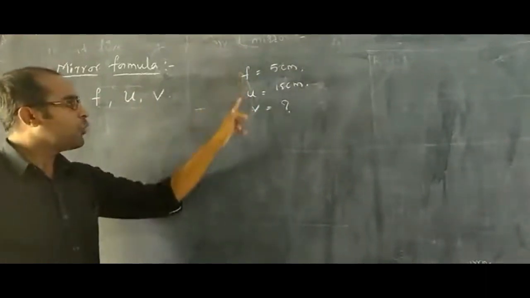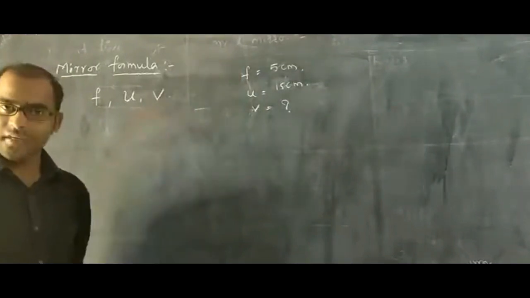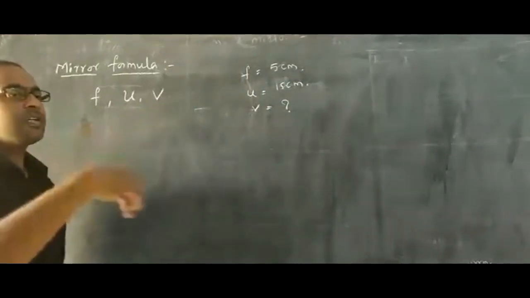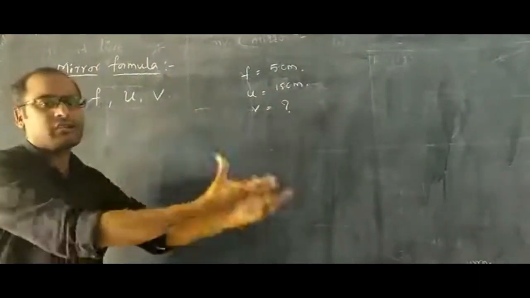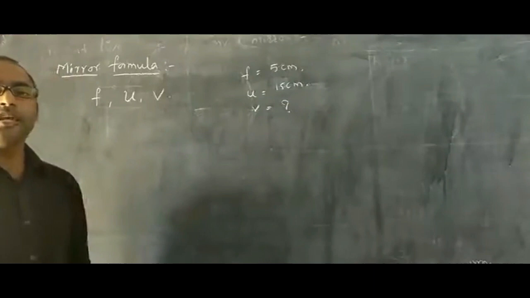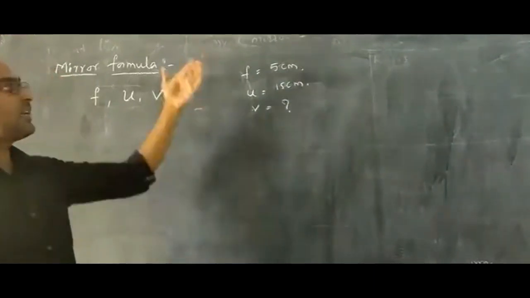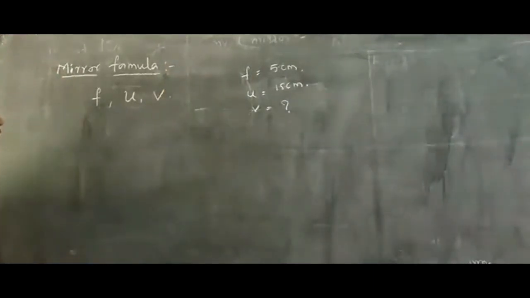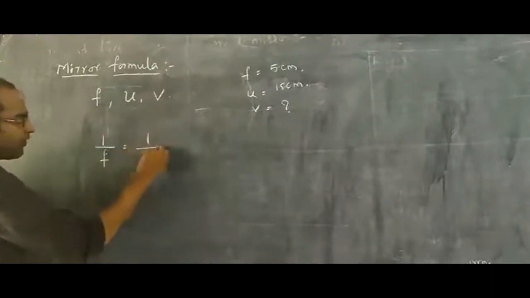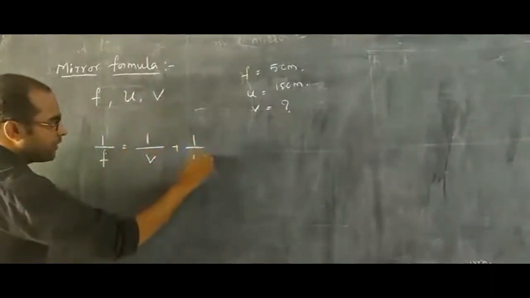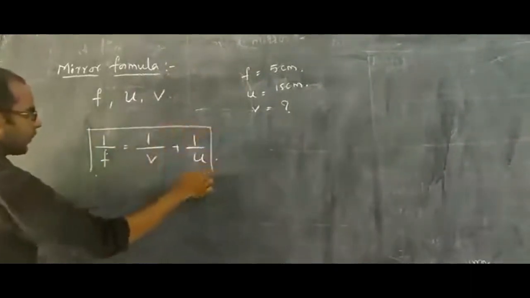If we know the relation among these three, then we can calculate the image distance or object distance or focal length, whichever. If two are given, the other one we can calculate, and we can estimate the image position based on the object distance and focal length. Right? So what is the relation among these three? Let us see the relation: 1 by f equals 1 by v plus 1 by u. This is the relation among focal length, object distance and image distance.